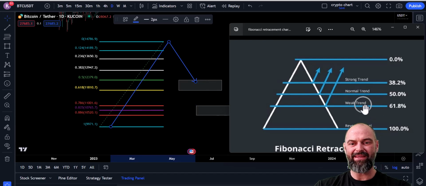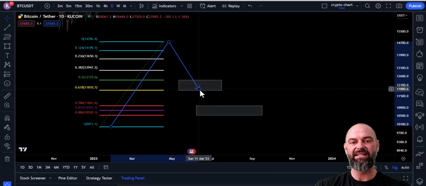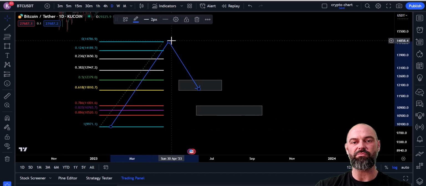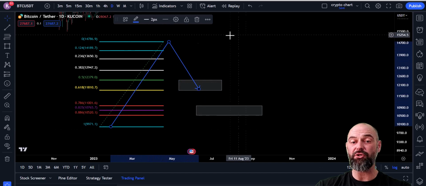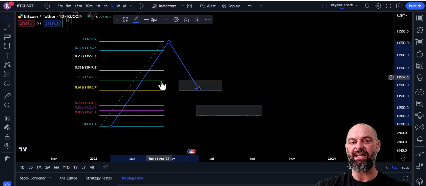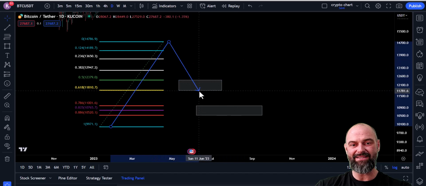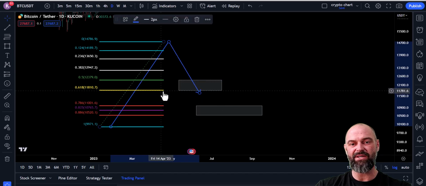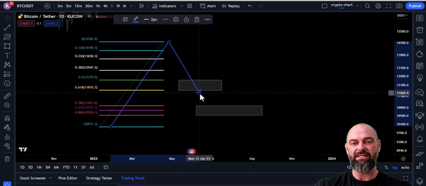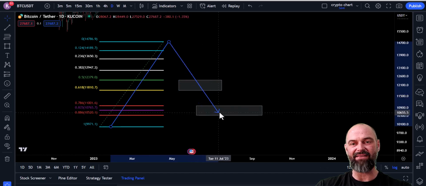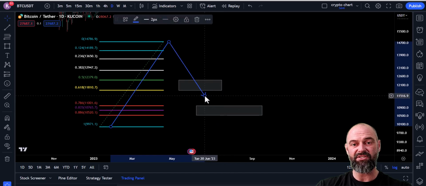Now, why do they call it a weak trend? Well, when it reacts from this area, it has now wiped out 61% of that initial move, meaning that it is a weaker trend than just coming back 38% or a full 50% retracement. I hope that made sense. So when price typically closes below this 618, aka the golden ratio, you can typically expect price to come down to the 786, 886. It's a bit of a cheat code.